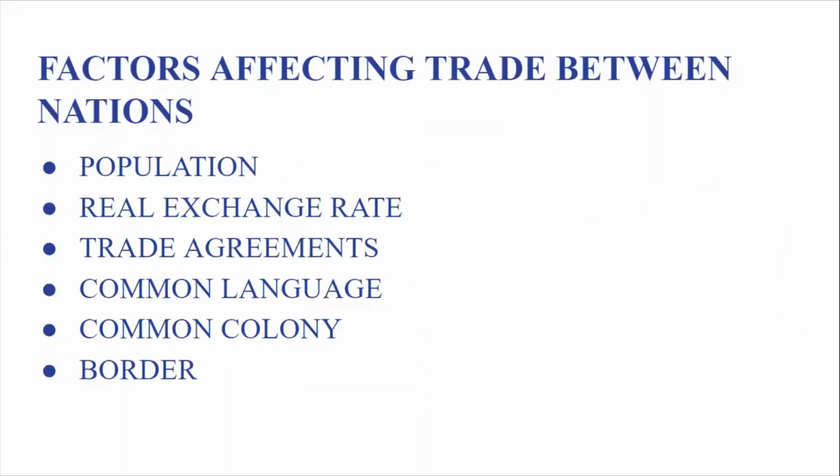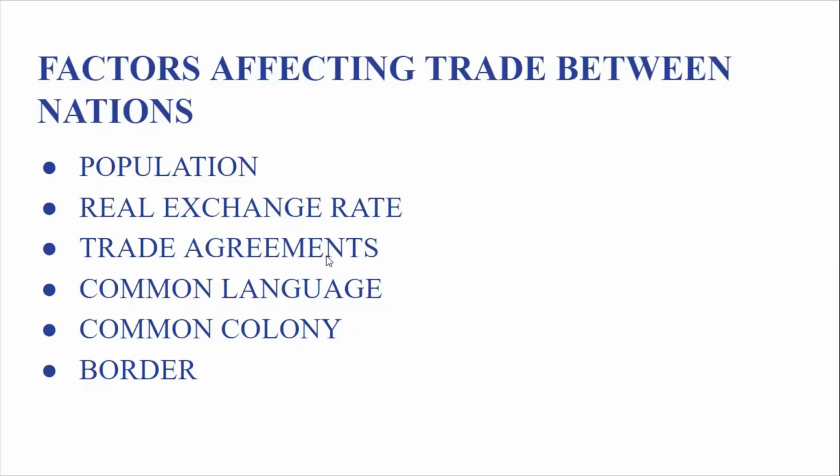So there are various factors affecting the trade between nations. For example, the population of both the countries, the real exchange rate between the countries, whether the countries are sharing any trade agreement or not. Suppose the countries are sharing a bilateral trade agreement or are member of World Trade Organization. Okay, so that also affects the trade between them. Apart from this, various dummy variables have also been incorporated by the researchers and economists in their study and prediction of international trade using the gravity model in their researches.